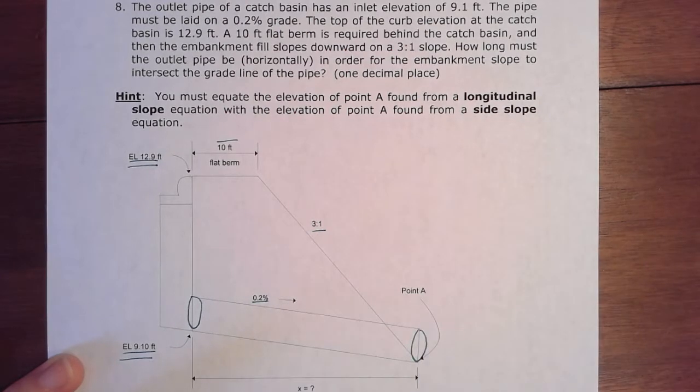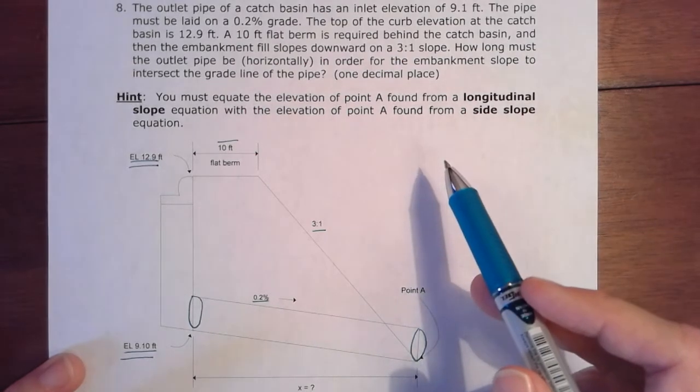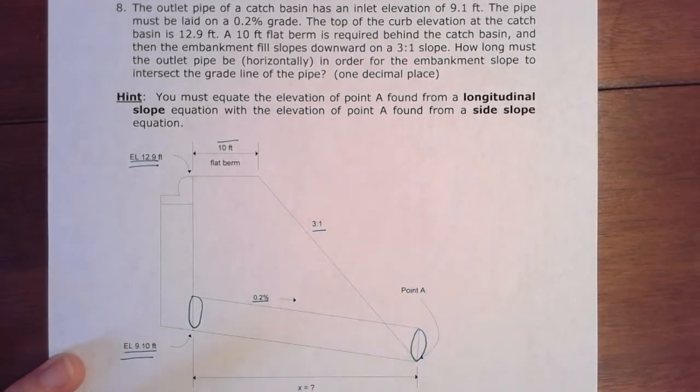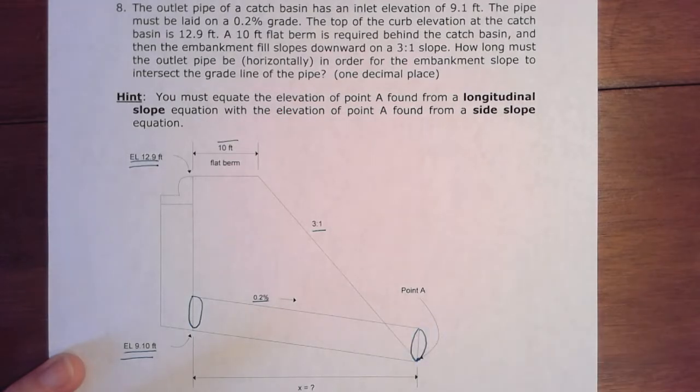How long must the outlet pipe be horizontally in order for the embankment slope to intersect the grade line of the pipe? And we're going to call that variable x. What does x equal there? We're going to solve this to one decimal place, and we're going to use this hint that we're going to equate the elevation of point A, remember point A is at the base of this pipe, found from the longitudinal slope equation with the elevation of point A found from the side slope equation. So let's start with that side slope equation.